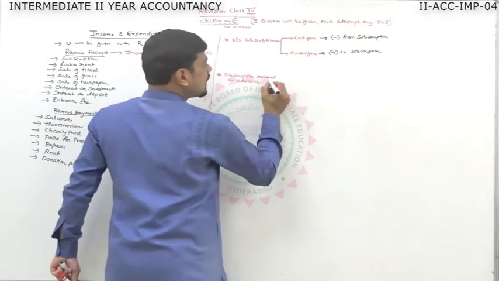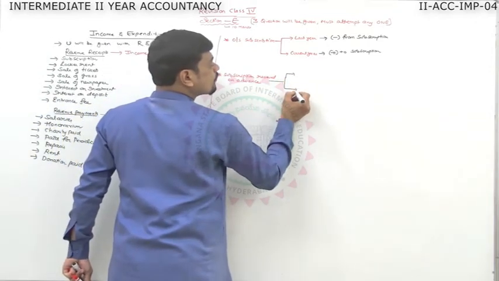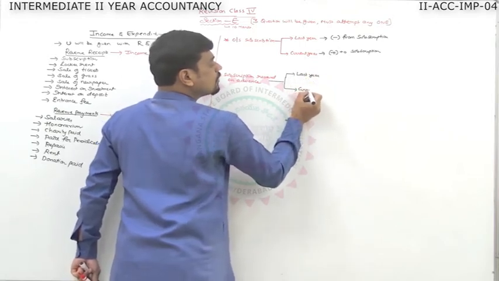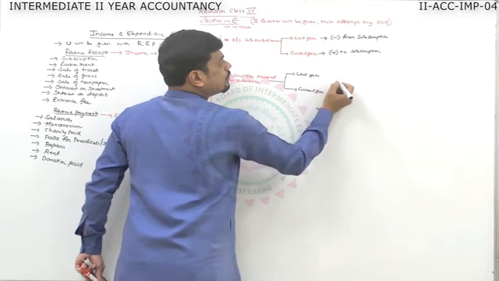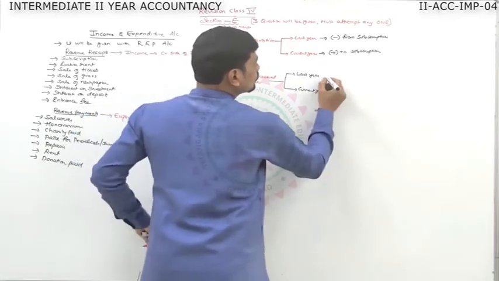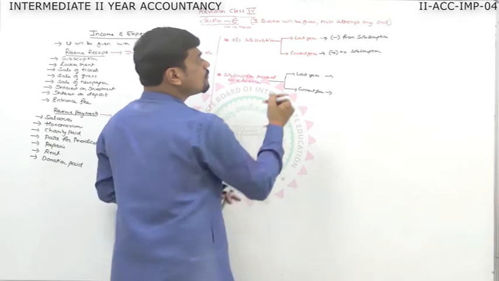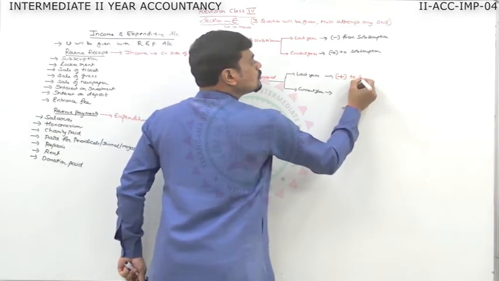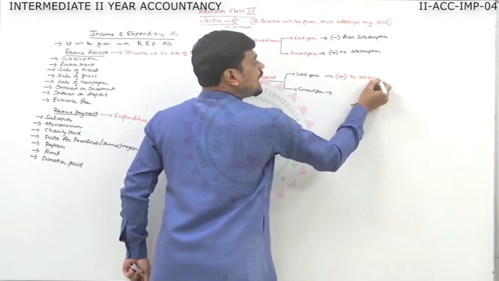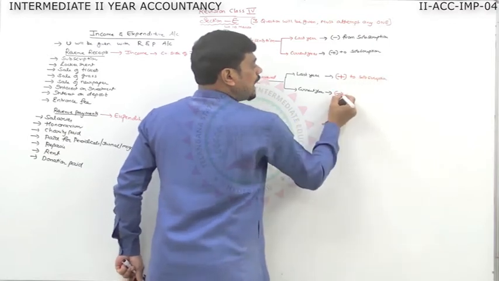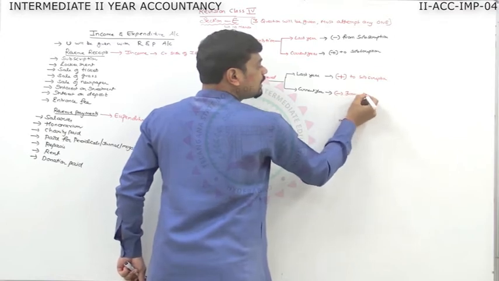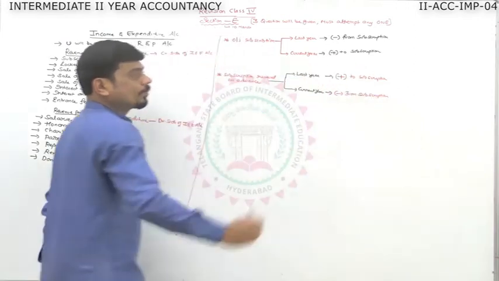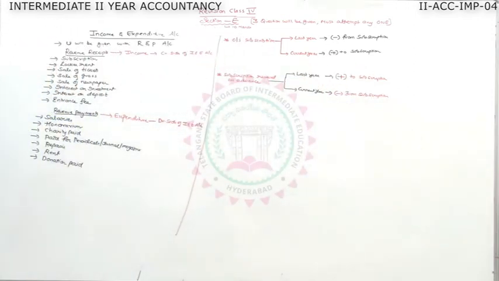Subscription received in advance. Again, it can be of two parts. First, which year? He may give of last year. He may give of current year. Then, what are we going to do? If it is of last year, you will add to subscription. And here, if it is current year, we'll minus from subscription.